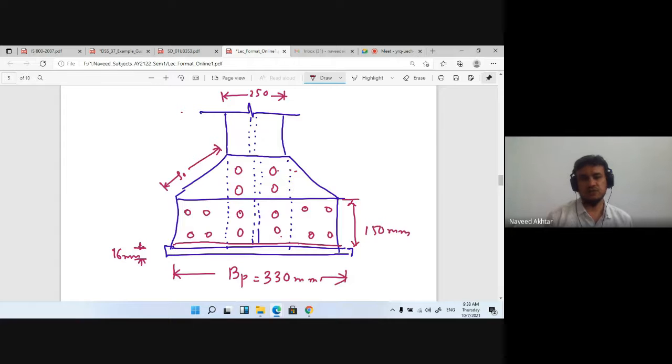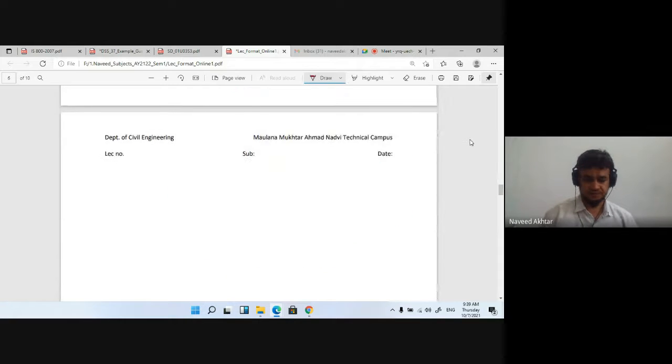Likewise, you have to provide or draw a figure and write down the design summary. The size of plate, you can write down in the design summary. Design summary, you can see here, you write down the design summary.